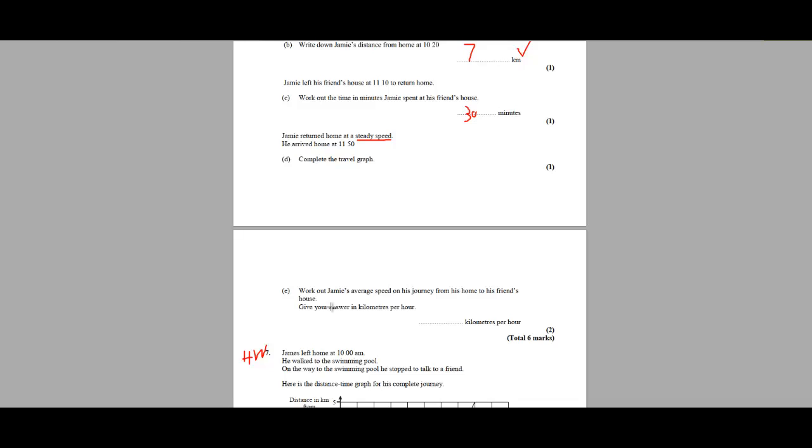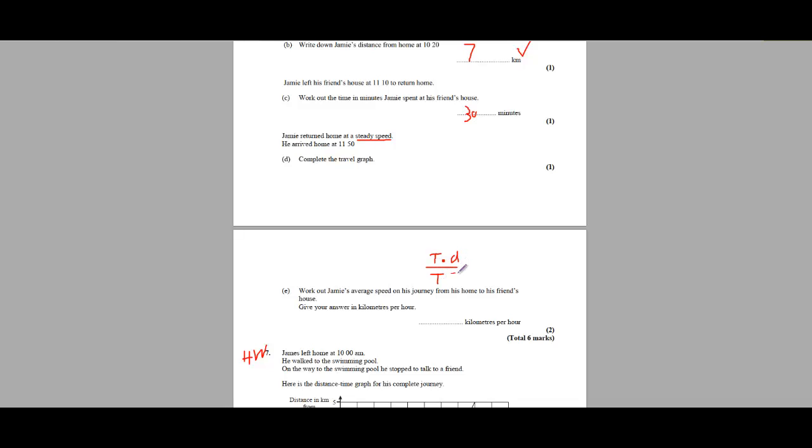There is one more part. Work out Jamie's average speed for his journey from his home to his friend's house, and give your answer in kilometers per hour. So the average speed is total distance over total time.